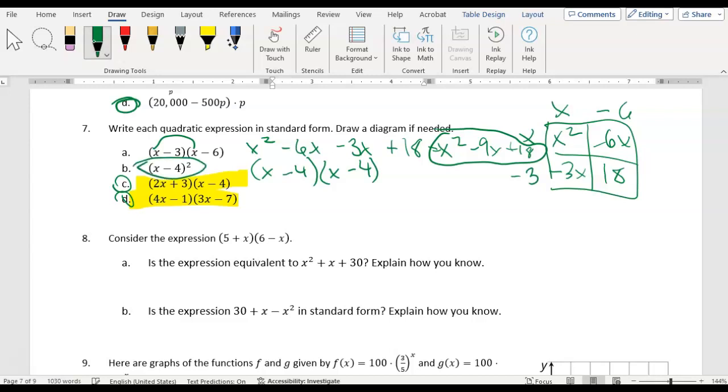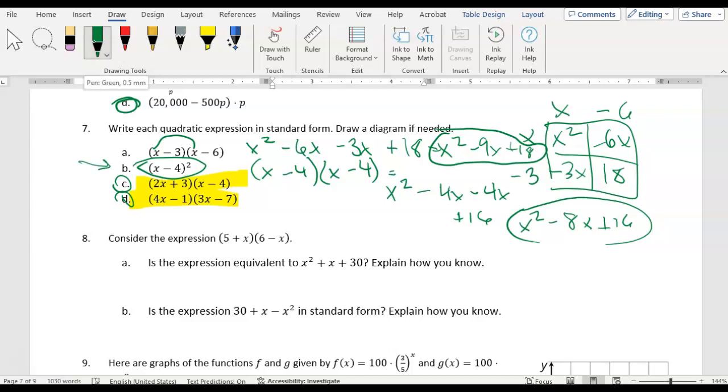So I want to note that because this whole thing is squared, it's the same thing as multiplying x minus 4 times x minus 4. This is going to give us x squared minus 4x plus 16, or x squared minus 8x plus 16. Okay, you can use your square method as well, but I wanted you to see mostly that x minus 4, all in parentheses squared, is going to be x minus 4 times x minus 4.